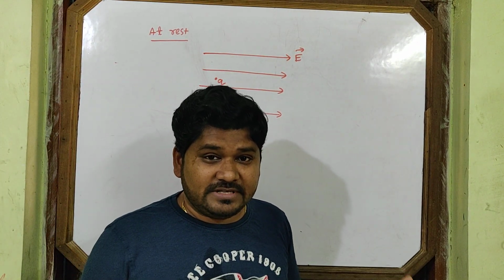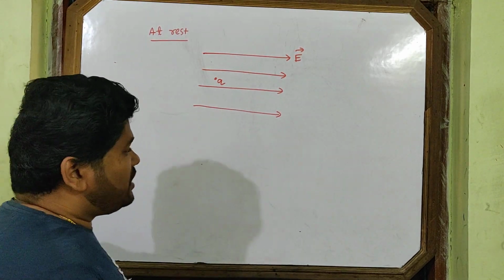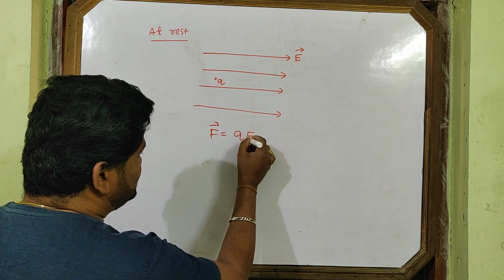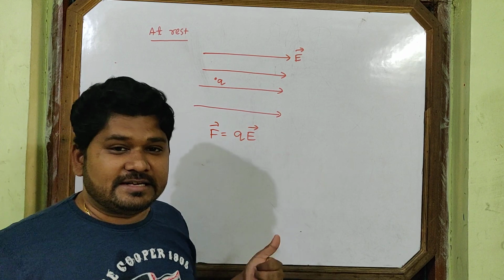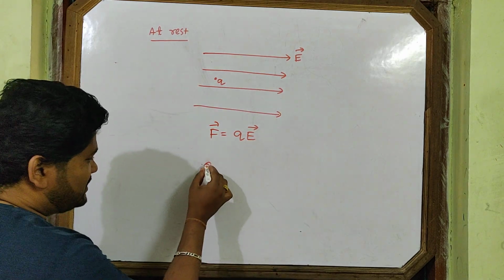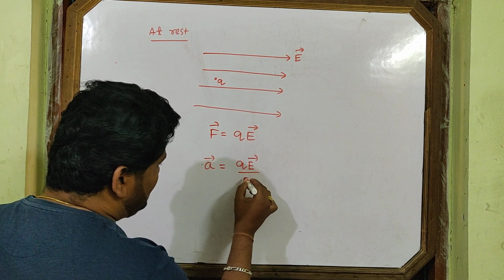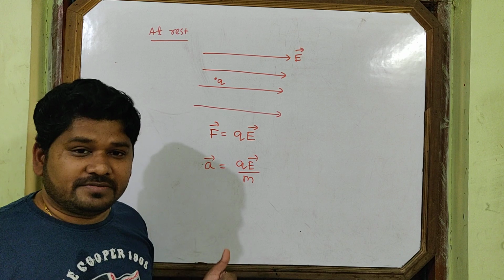You know, this is the definition of electric field. When a charge is kept, it must experience force. So how much force does it experience? F is equal to QE. This is the force experienced inside the electric field. If this is the force, what is the acceleration? QE by M, force by mass. So this is the acceleration.